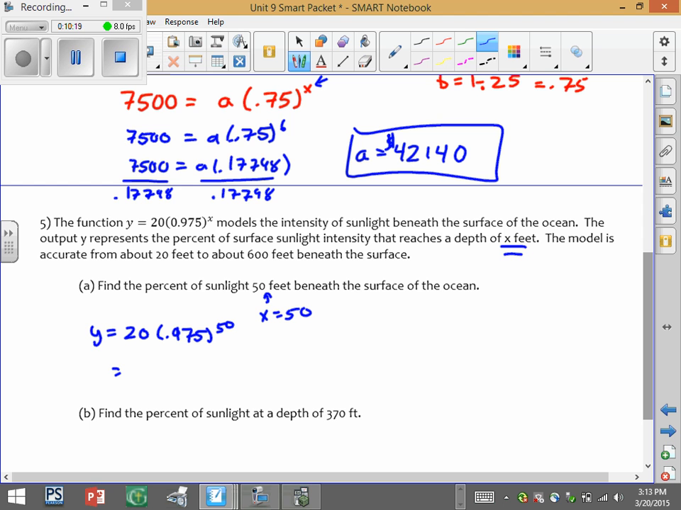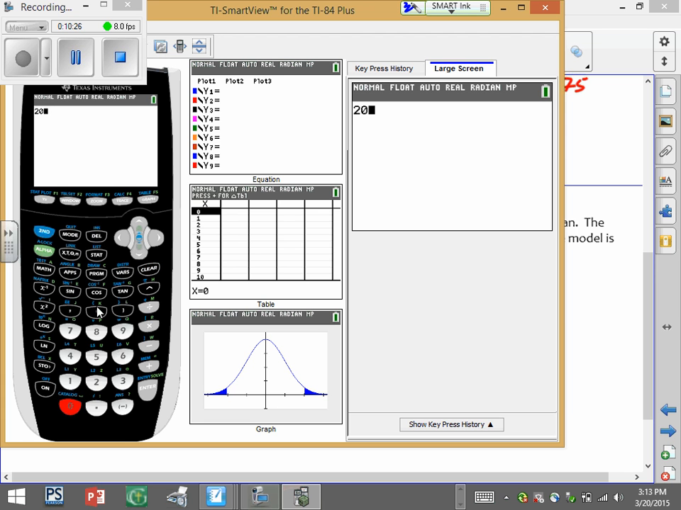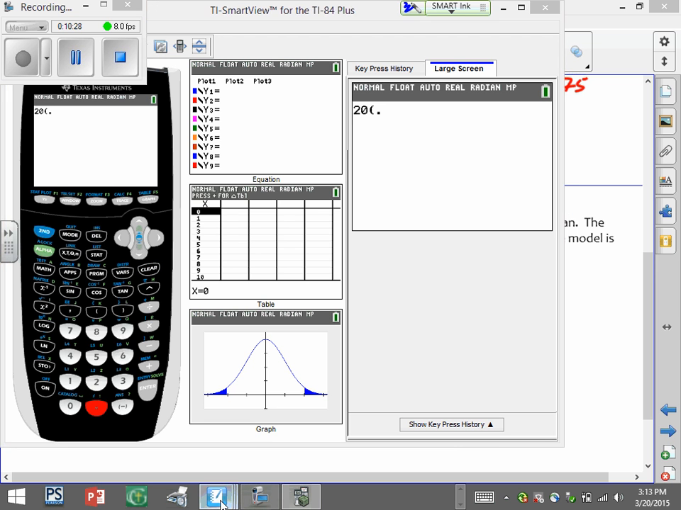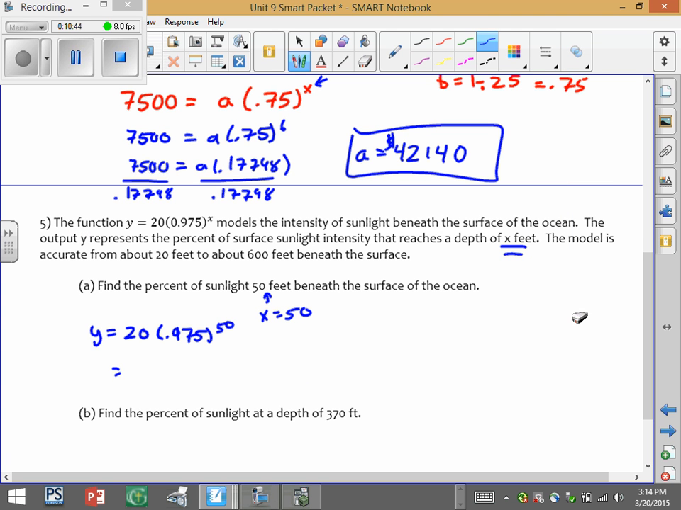Just go to your calculator. I'm not asking you to do that by hand. So 20, let's clear all this out. So we have 20 times 0.975. We're going to raise that to the 50th power and hit enter. So 5.64, whatever that particular value is, 5.6 percent of sunlight.